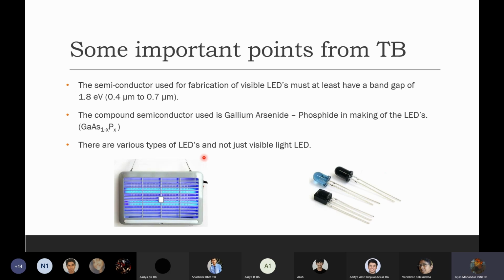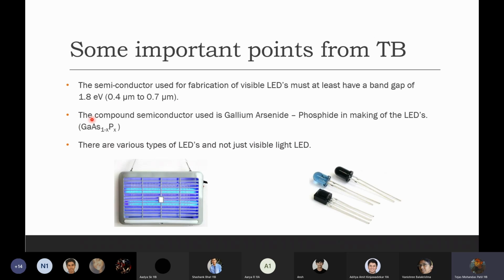The semiconductor used for fabrication of visible LEDs must at least have a band gap of 1.8 electron volts. The wavelength is approximately 0.4 micrometer to 0.7 micrometer. This is for visible light that we use in our day-to-day life. Like if you see in circuits, we use it as a circuit indicator. So those lights which emit light in the visible region need 0.4 micrometer to 0.7 micrometer.